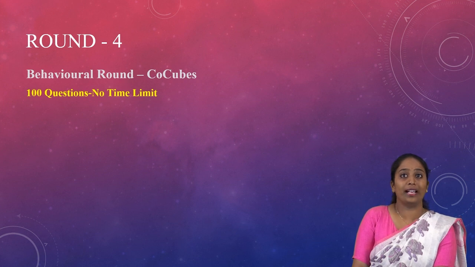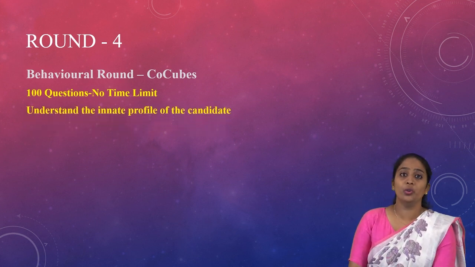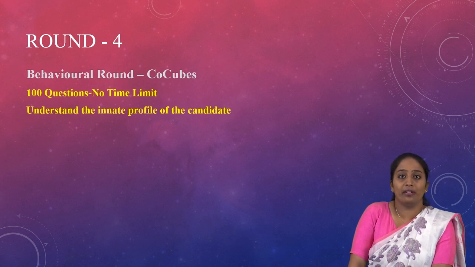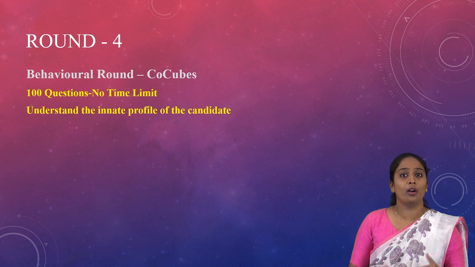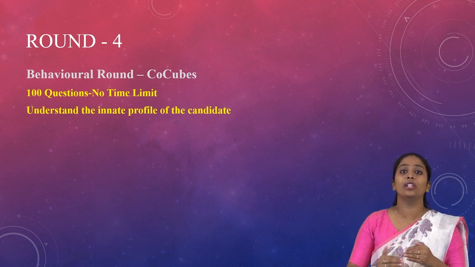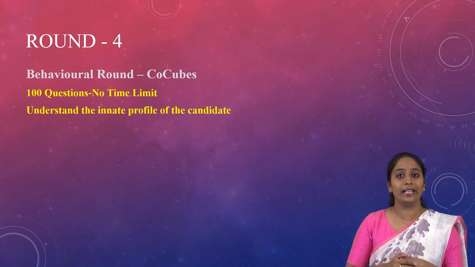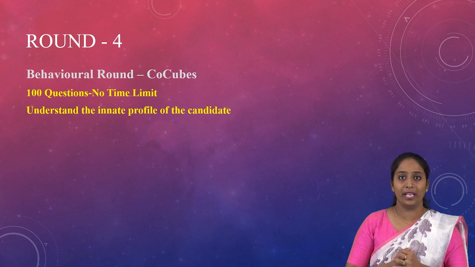Going to round 4, that is your behavioral round, which will be again on the CoQ's platform. You will be having 100 questions where there will be no time limit. This round will completely test you about your profile. Once you're done with this round, they will be sending you all the answers to your email ID about how you have answered those questions. That is your behavioral round.